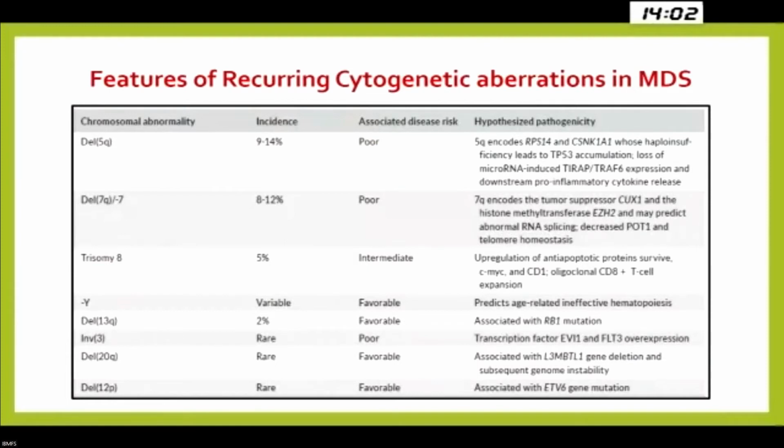This is a table which summarizes the different chromosomal abnormalities. We discussed at length about monosomy 7 yesterday. So you have del5q's, trisomies, you have Y chromosome loss, deletion of certain chromosomes, good, bad, and the ugly, which has already been dealt with by her.